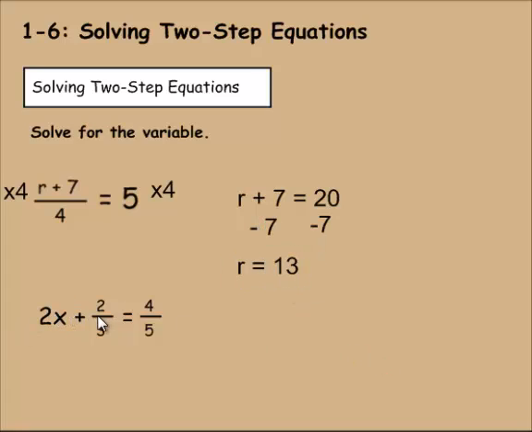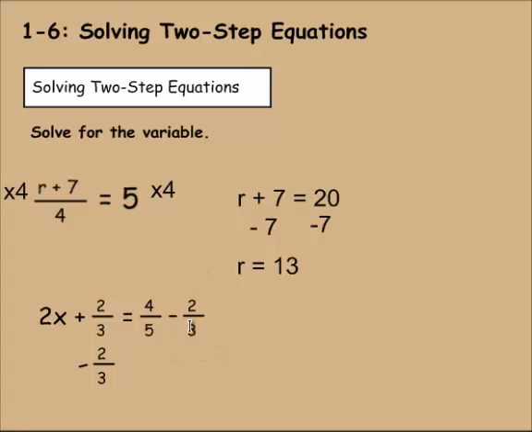Now we have 2x plus 2/3 equals 4/5. First thing we can do is get rid of this plus 2/3 here. So we can just subtract 2/3 from both sides. So 4/5 minus 2/3. Remember, we need to subtract the 2/3 from this side as well to make that equal 0. So we'll subtract 2/3 from here. Alright, so 4/5 minus 2/3.